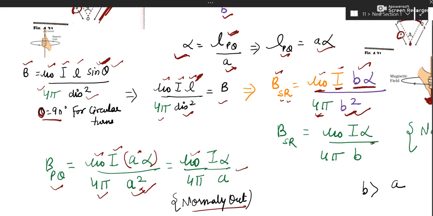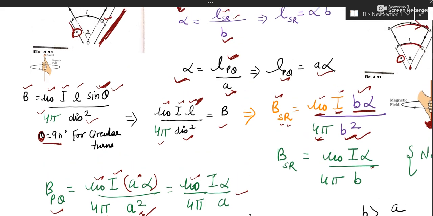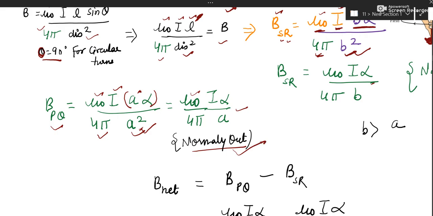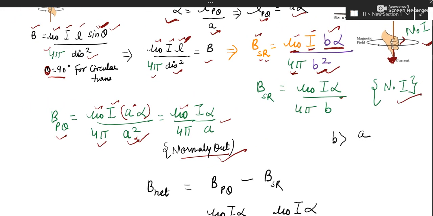And what about the direction? I have written normally outwards. You can simply see again and again we have to use the rule. This is the direction of current along PQ. Please keep your curls along this and you will see the magnetic field is outward. So one is outward, one is inwards. So it means they will be subtracted. And during subtraction, what we keep first is the larger quantity. Now we don't know which one is larger, but we know that B is more than A. B was this distance, A is this distance.